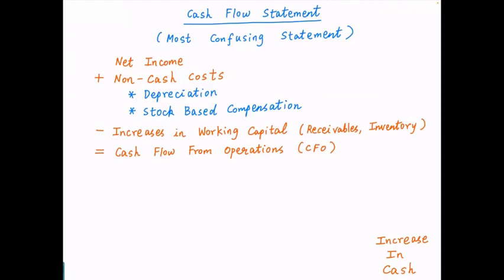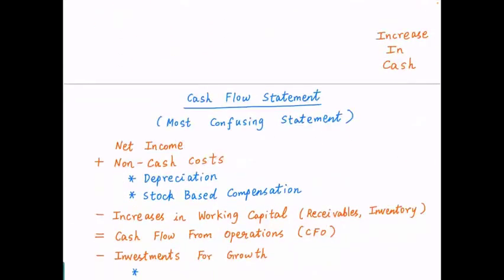So what would have happened is, when I sold you the computer parts for $100,000, my receivables, which are part of working capital, would have increased by $100,000, because I sold you those parts for $100,000. But my cash has not increased by $100,000. So whatever the increase in working capital, that has to be subtracted out from net income. And so net income plus non-cash costs minus the increase in working capital, like receivables, inventory, and things like that, is called cash flow from operations.